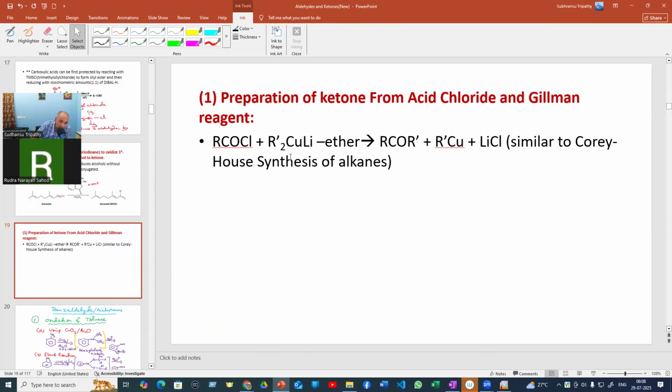We know the Corey House synthesis, the first step. That Gilman reagent, one of the carbanions, one of the R dash minus, will be attacking, and the way I told you to get ketone. If it had reacted with another alkyl halide you would have got R dash, but with acid chloride you get RCO R dash, so that it becomes a ketone, similar to Corey House but here you get ketone instead of alkane.